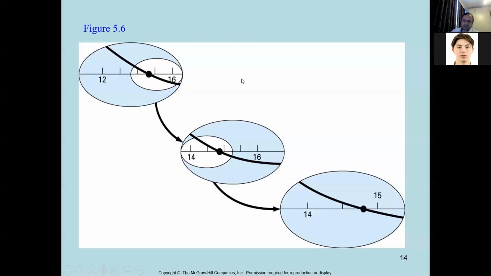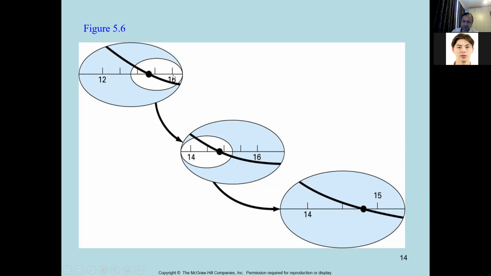So as a result of this visual explanation of the bisection method, we can see that there is this curve, and that curve is crossing the x-axis between points 12 and 16. So we can see that this solution will lie between 12 and 16.